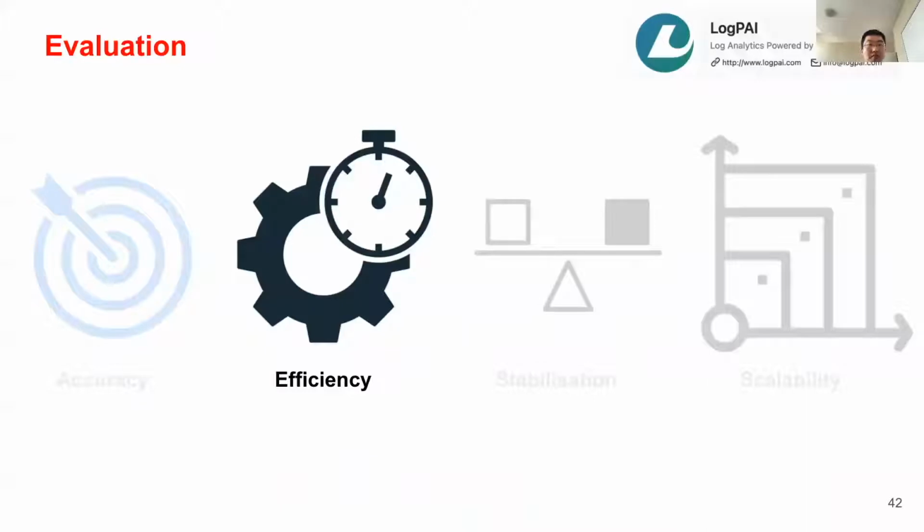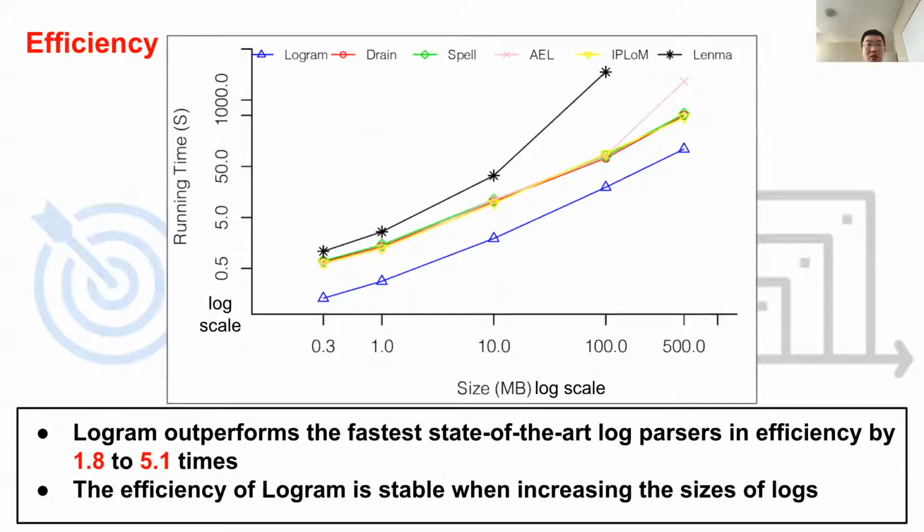Then efficiency. To measure the efficiency, we record the elapsed time to finish the entire end-to-end parsing process on different log data with varying log sizes. Here we show the results from the BGL dataset. The blue line in the image represents the results from Logram. It needs to be mentioned that the x-axis and y-axis grow in log scale, so Logram outperforms other log parsers significantly. The result shows Logram outperforms the fastest state-of-the-art log parsers in efficiency by 1.8 to 5.1 times. The efficiency of Logram is also stable when increasing the sizes of logs.